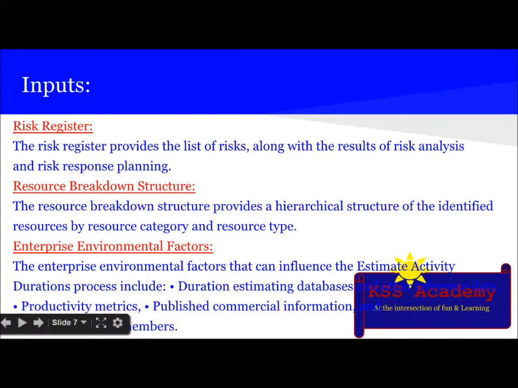Next input is risk register. The risk register provides the list of risks along with the results of risk analysis and risk response planning. Then there is resource breakdown structure, which provides a hierarchical structure of the identified resources by resource category and resource type. Then there are enterprise environmental factors that can influence estimate activity duration, including duration estimating databases and other reference data, productivity metrics, published commercial information, and location of the team members.